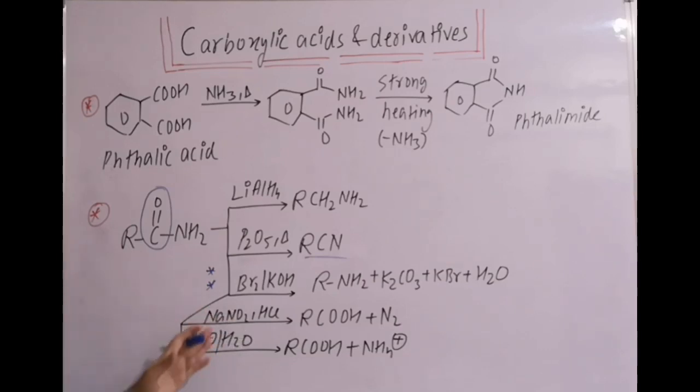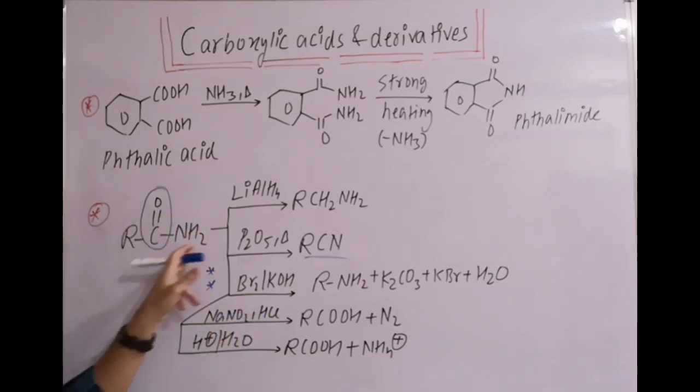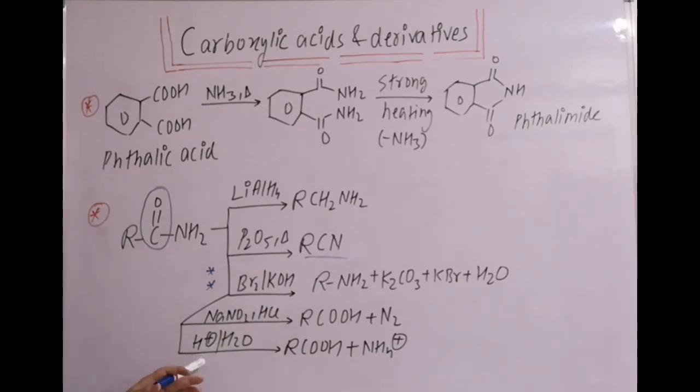Then next are some other reactions like NaNO2 HCl, NH2 group substituted by OH group, N2 evolved. Last reaction is hydrolysis. We may take acidic medium or basic medium. Amides on hydrolysis finally give carboxylic acid and byproducts are there. So these are the reactions of acid derivatives.